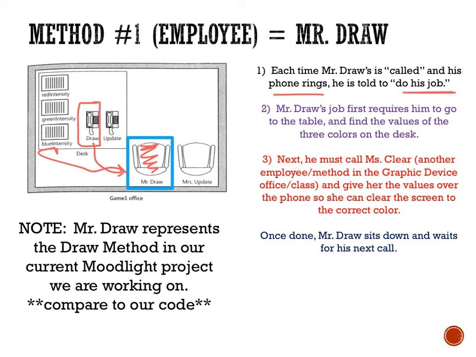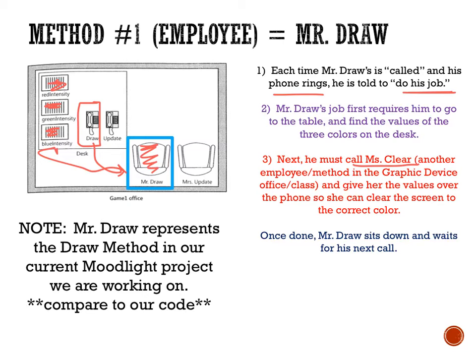And in order to draw the screen to the correct color, he needs to pick up the red intensity, the green intensity, and the blue intensity values. He needs to know what those are. So he walks over to the table, accesses those 3 values, and then what he does next is he goes to his phone and he calls Ms. Clear. And I will connect this to the code in just a second on the next slide.